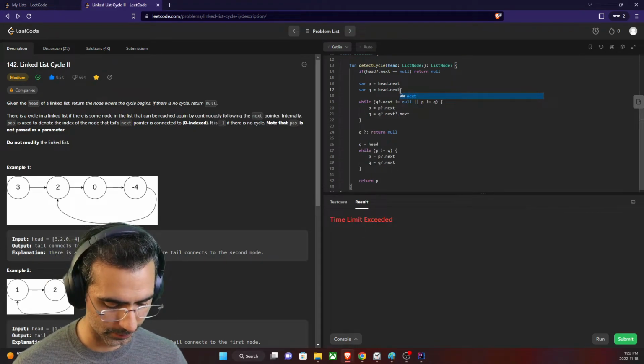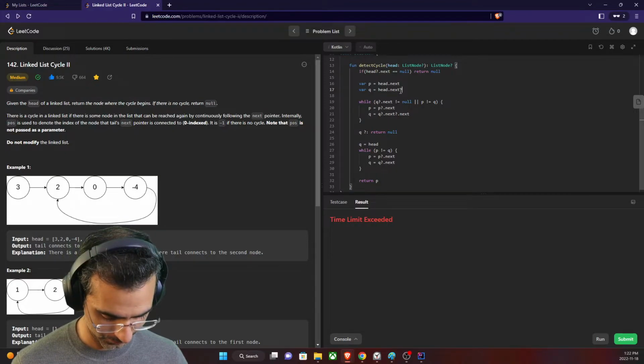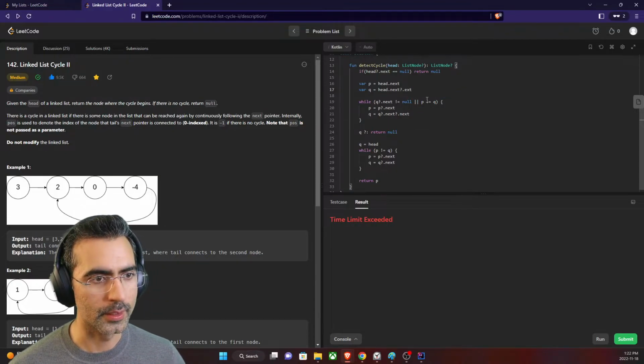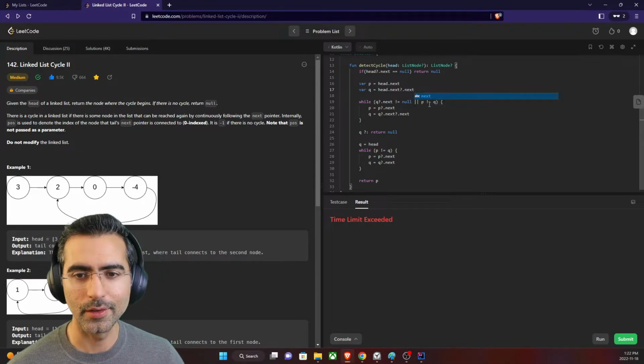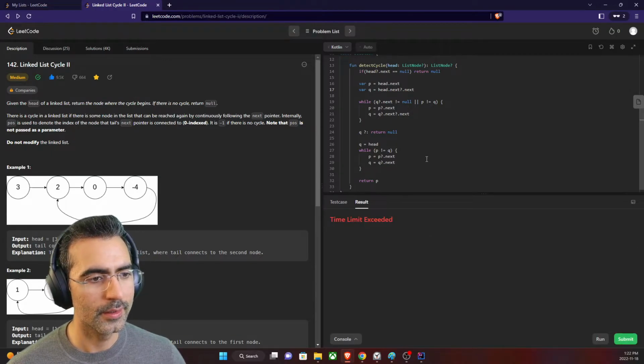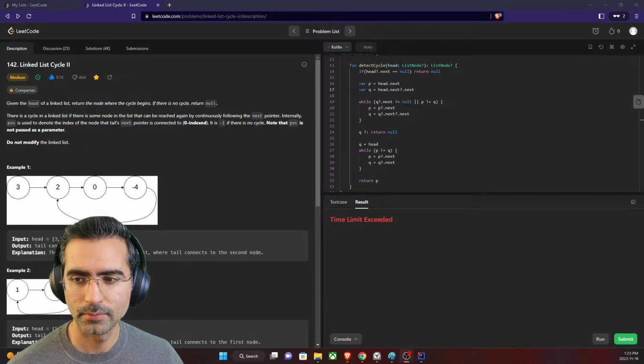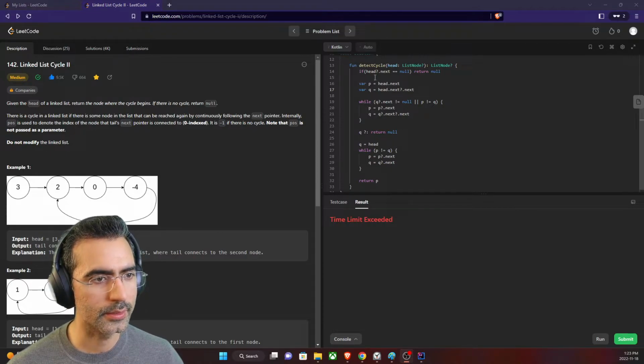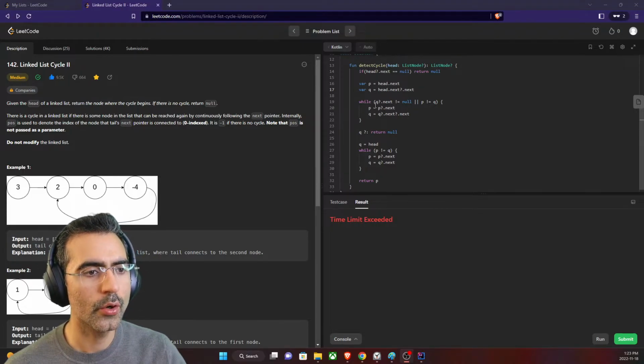All right. Let's make sure that's fine. I love the fact that Kotlin is so strict about nulls. It just makes life much easier for people who are used to developing code in Java. All right, we're getting the time limit exceeded again. What could be the cause here? So we got this correct. As long as q.next is not null, or oh, this should be an and.